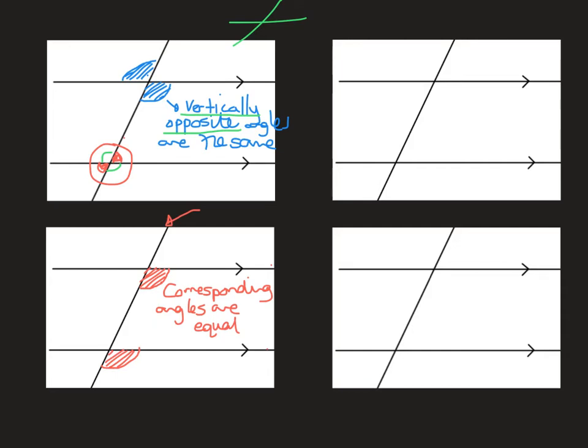The way I like to think of it is if I take this here and I could slide it up the transversal, it would go right on top of there and be exactly the same. Right, next one. Okay, so these two angles are also the same. Can you remember what they're called? These are called alternate angles, and these two are equal as well.